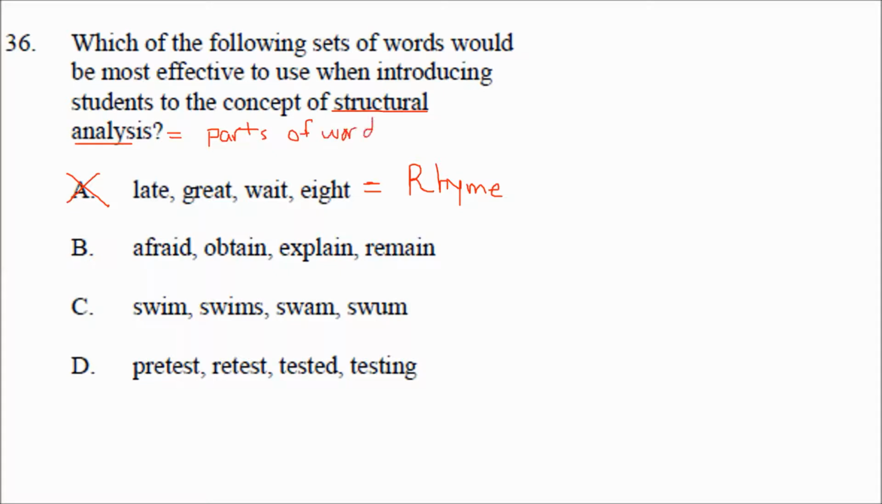Remember, another way to remember is that a great structure or great building is made up of different parts. So then we have afraid, obtain, explain, and remain. Two things I see here are similar. They both have that vowel team rule, and they both have the same ending. That could be a match, maybe, because we're dealing with onset and rhyme, and we're dealing with vowel team. I'm looking at the structure of the word, AI, and at the end.